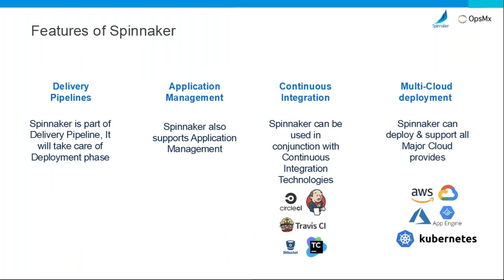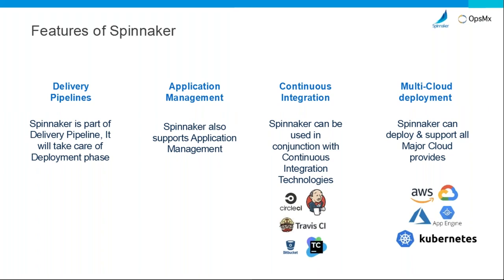And the features of Spinnaker we have already discussed: delivery pipelines. Spinnaker has unique pipeline strategy, unique deployment strategies, which helps you to create a pipeline, and it will take care of the stages until the deployment phase. And Spinnaker also supports application management like Apache Tomcat, in case you want to integrate your Apache Tomcat application management. That can also be handled by Spinnaker.